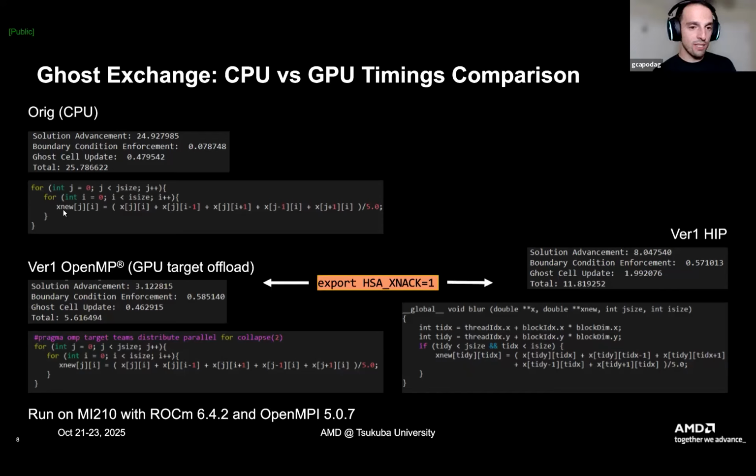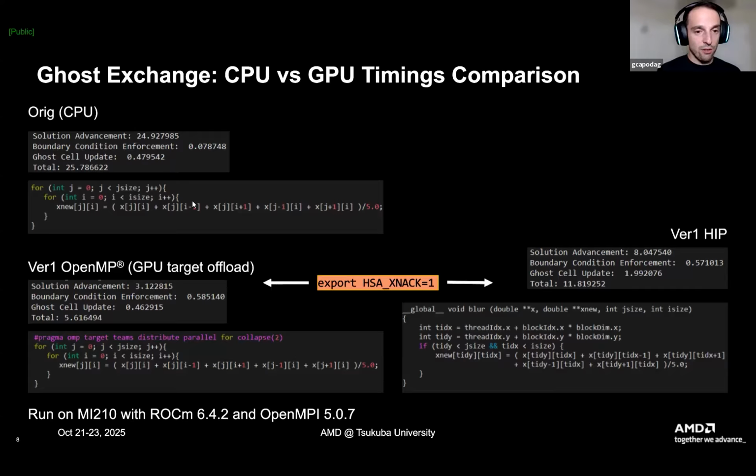And just to give you an example, this is the blur kernel here. So you see we're averaging the solution with this 5-point stencil. XJI is the solution at the current cell, and then the others are all the neighbors in the north, south, west, and east directions, basically.